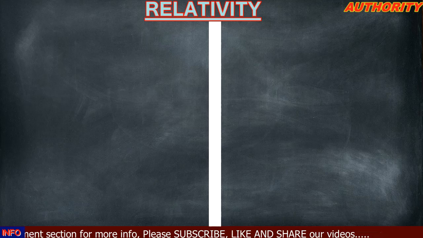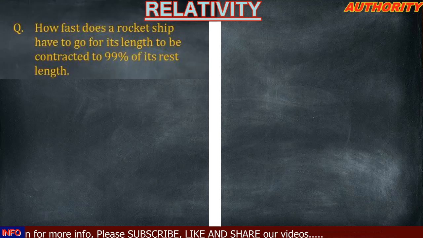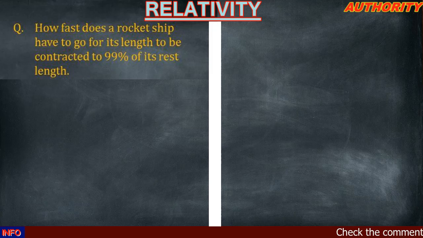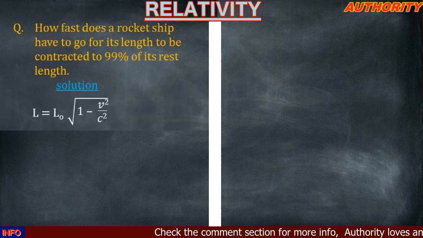Okay, good. Now let's take a look at this question. How fast does a rocket ship have to go for its length to be contracted to 99% of its rest length? Please pay attention to this question. How fast does a rocket ship have to go for its length to be contracted to 99% of its rest length? Now, solution.